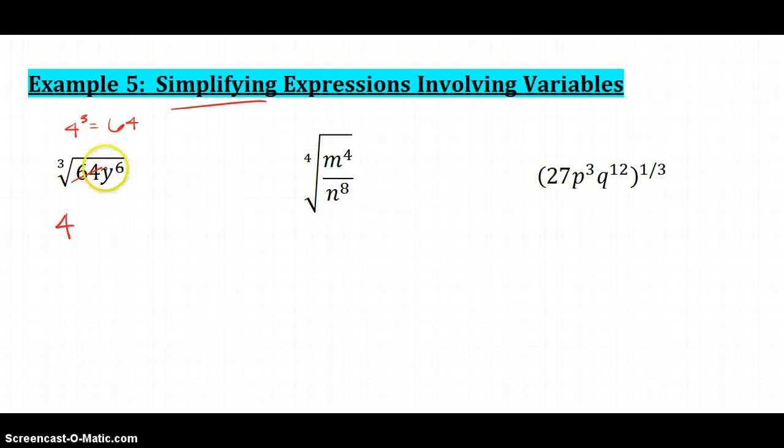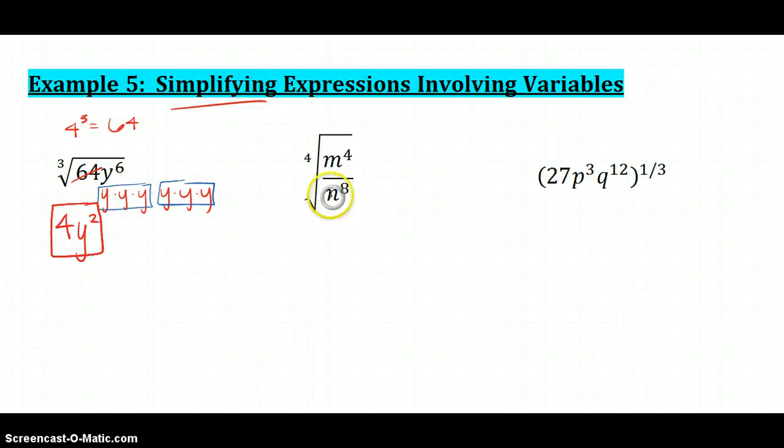Now move to your y's. Now with variables, the y to the 6 means that there are 6 y's under here. This cube root asks how many groups of 3 exist underneath here. Well, there are 2 groups of 3. So the cube root of y to the 6th is y squared. And that's your answer.